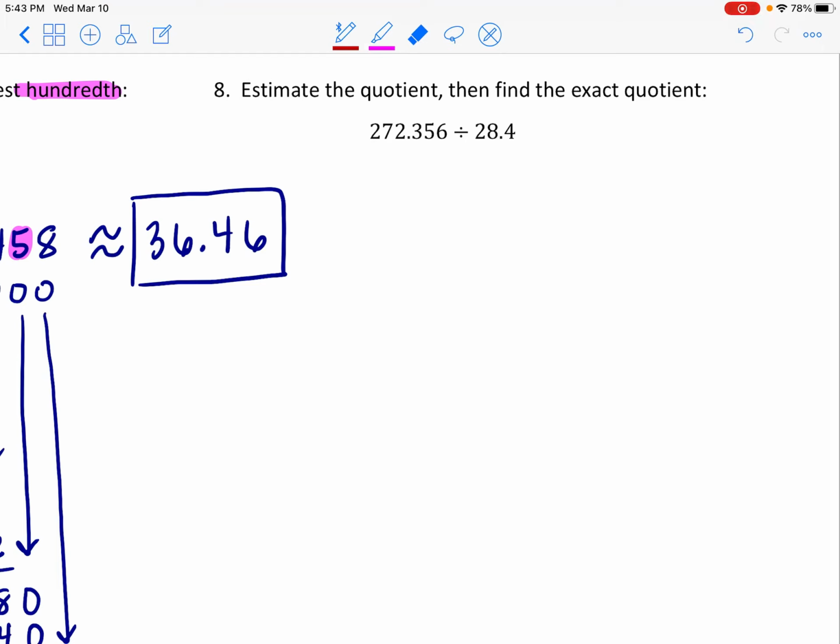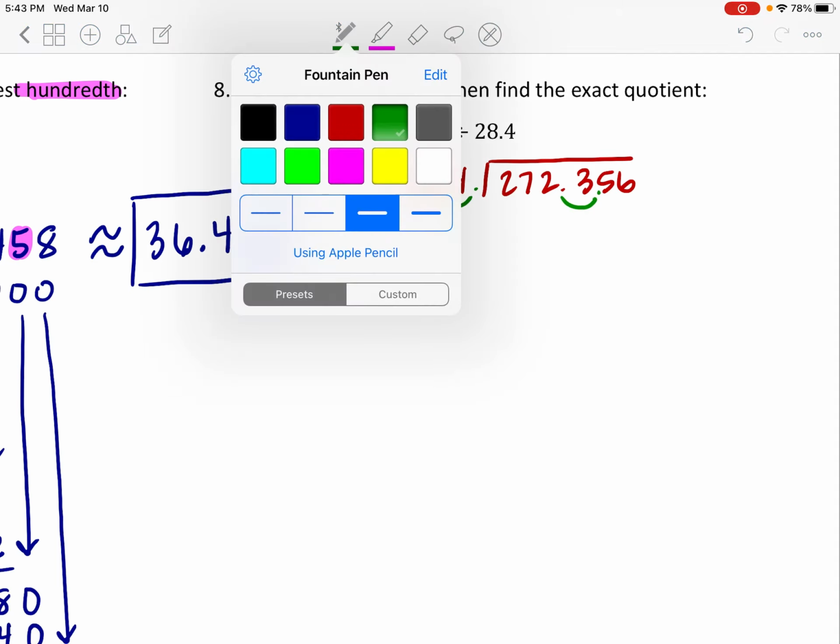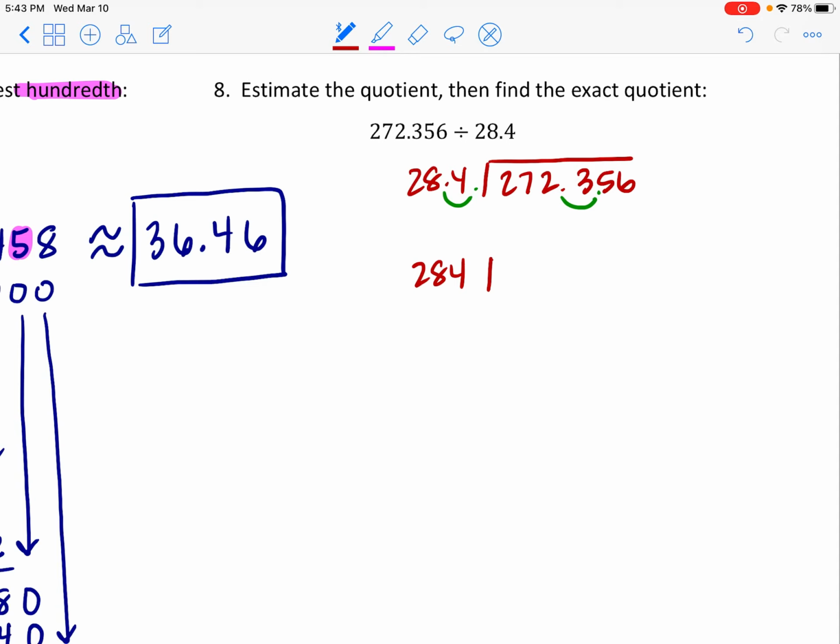So now that I'm in the ballpark, let's do the division. 28.4 having to divide into 272.356 means I'm going to have to move my decimal once here and once here. So I'm really taking 284 into 272 and then the 3 and then the 0.56. Okay, so the decimal point's going to go here. All right, 284 does not go into 272, which is awesome. So 284, how many times is it going to go into 2,723? Goodness. Let's see.